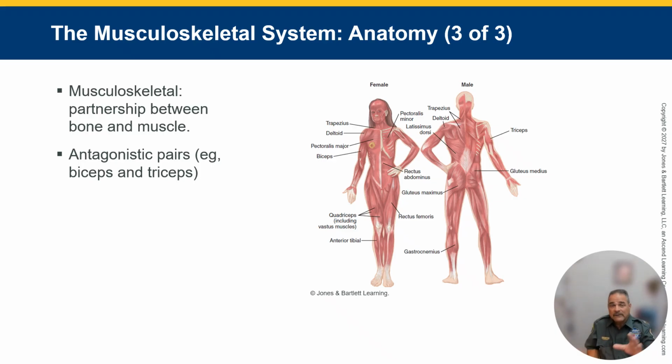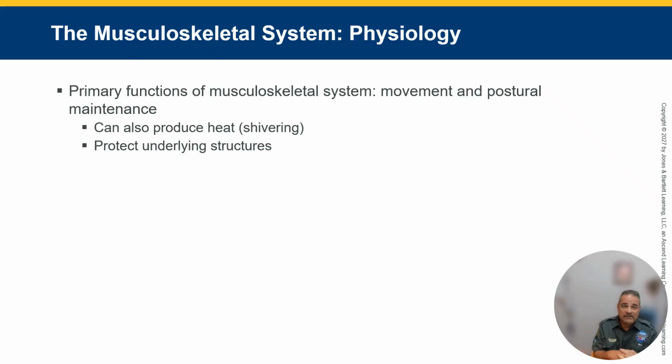So these are all of the skeletal muscles. Not every single one of them is labeled, but all the major ones. Primary functions can produce heat, shivering, okay, and they also protect underlying structures, besides the movement and the postural maintenance. And postural maintenance just means you can stand upright, you're erect, you're standing up. So movement, obviously, either walking from one place to another or running, that kind of thing.